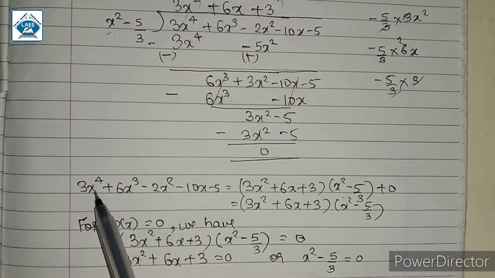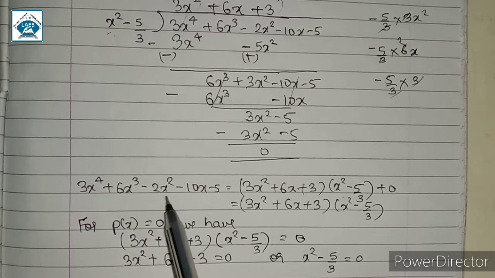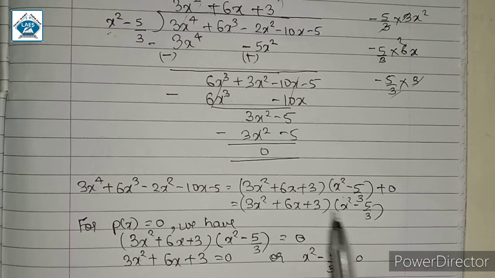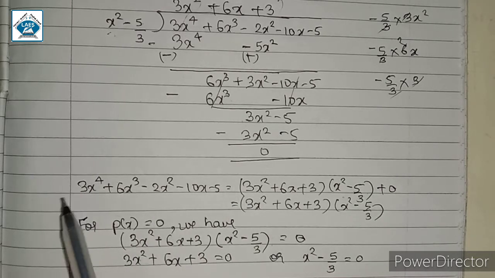So over here, 3x⁴ + 6x³ − 2x² − 10x − 5 can be written as the product of these two. If we add 0 or if we don't, it doesn't matter. So over here we have two factors of this polynomial p(x).